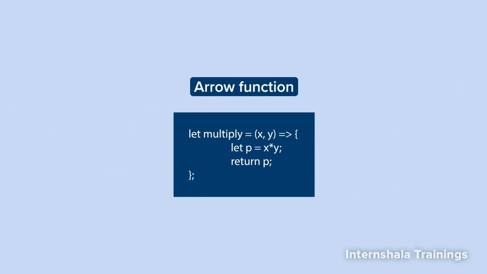The syntax is very easy to understand. We just remove the function name and add an equal to sign followed by a greater than symbol between the arguments and starting curly braces. Rest all the code remains the same.